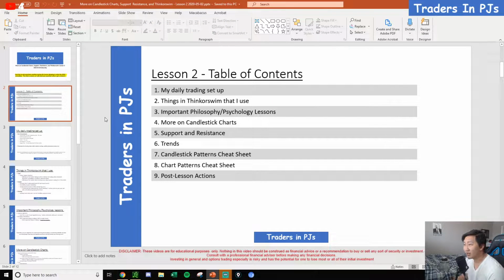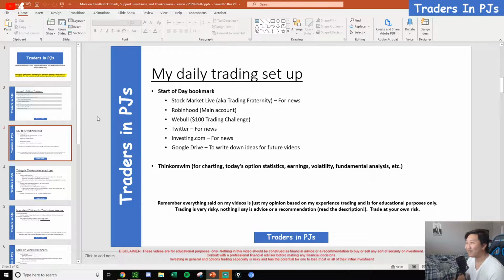Here's the table of contents that I posted on my Instagram. Today, we're going through my daily trading setup. How do I set up and how do I keep track of news and what I look at when I'm trading, things in Thinkorswim that I use. Another additional philosophy or psychological lessons, more on candlestick charts, support and resistance, trends, candlestick patterns and chart patterns, and then post-lesson actions. All right, so let's start and go through my daily trading setup.